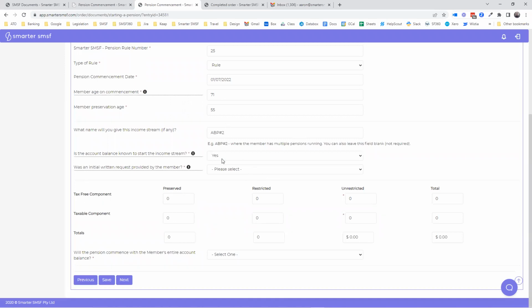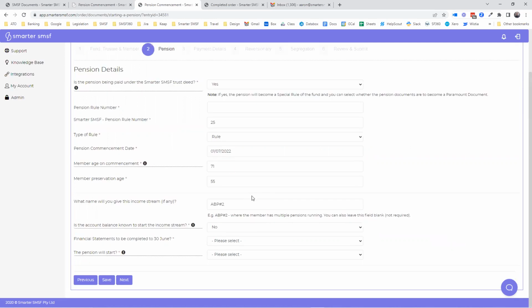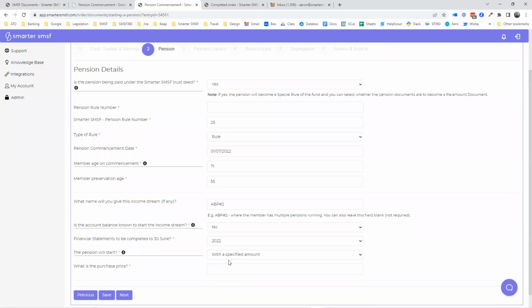What you can also see here is if I say no, as I said before, we are then looking at what financial statements we may be completing for that particular year. And then we're looking at things like whether the pension is starting with the entire accumulation interest, with an amount maybe to the member's transfer balance cap, or potentially with a specific amount. And of course, you'll be able to put that specific amount in there. If you're starting with a specific amount, you might be going, well, aren't we just going to choose yes?